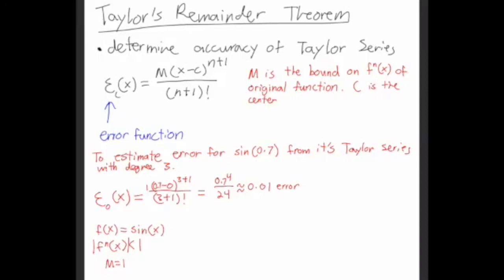So you know that the nth derivative of f(x), which is sin(x), will always be less than or equal to 1. So we can set M equal to 1. So the error is less than or equal to 1 times, where x here would be 0.7 minus 0, since we're centered at 0, to the power of 3 plus 1, since we're doing the third degree, and then over (3 plus 1) factorial. So we get 0.7 to the 4th power over 24. 24 is just 4 factorial, and you get about 0.1 error.